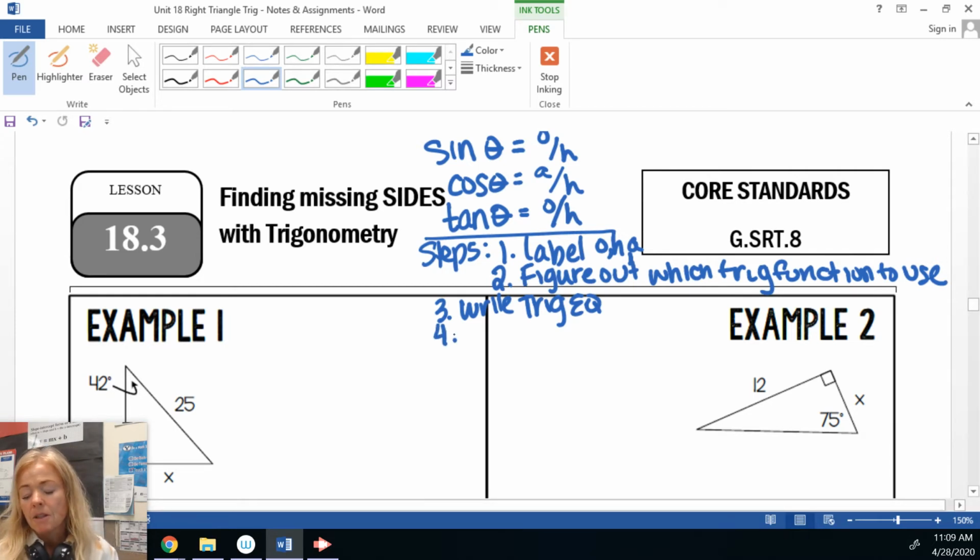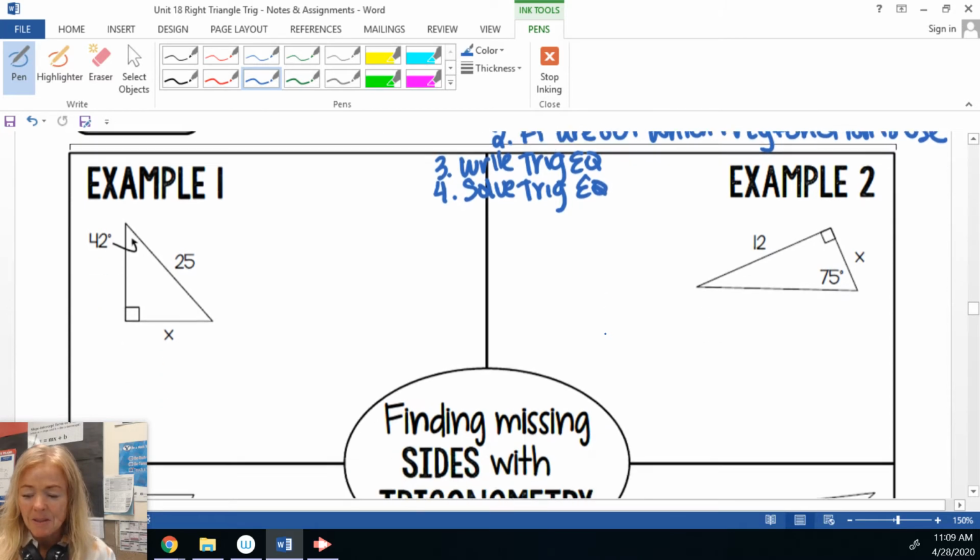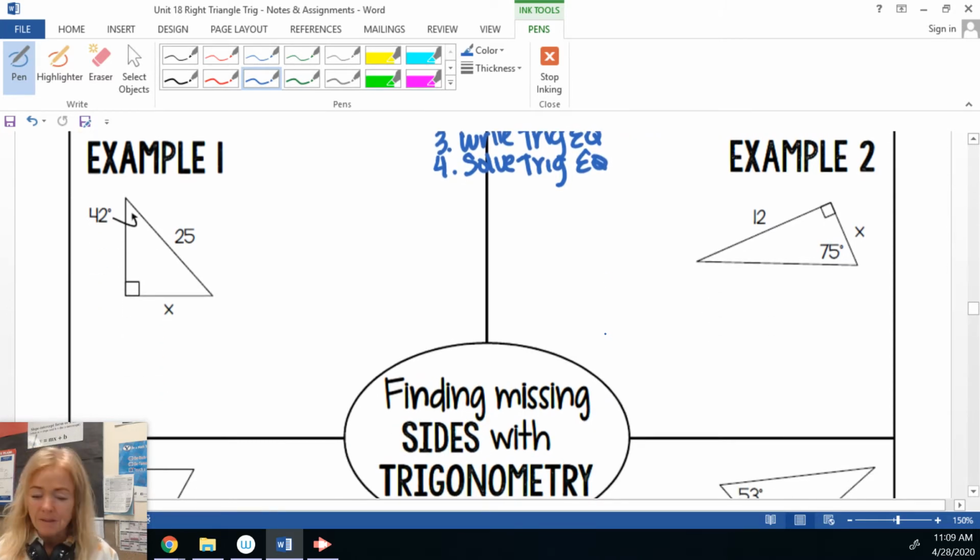And then after you've written the trig equation, you're going to solve the trig equation, which is something we've been doing all year. So you should be pretty good at finding those sides using the algebra. That's where we get back to algebra instead of the trig. Okay, so example 1.